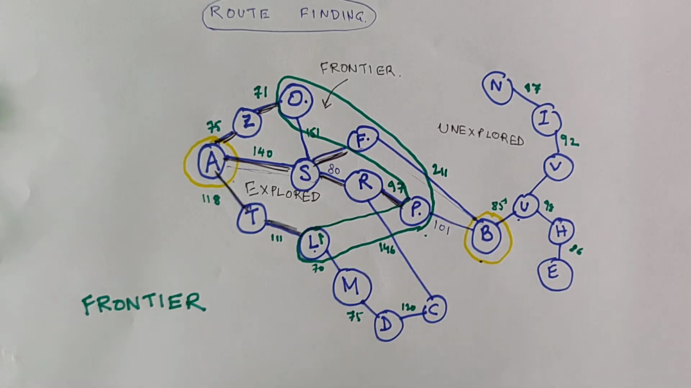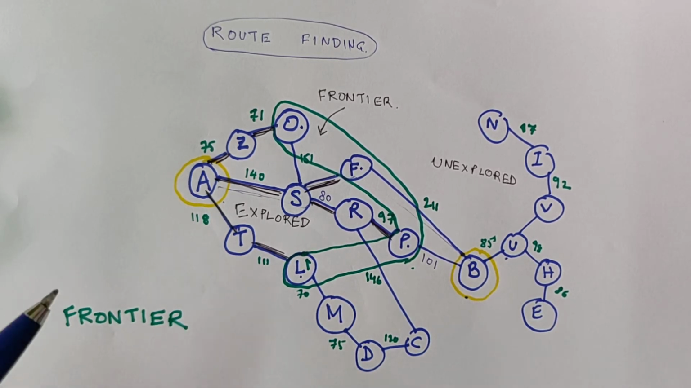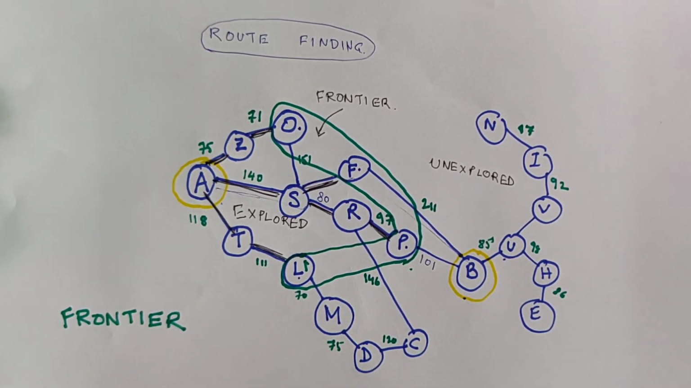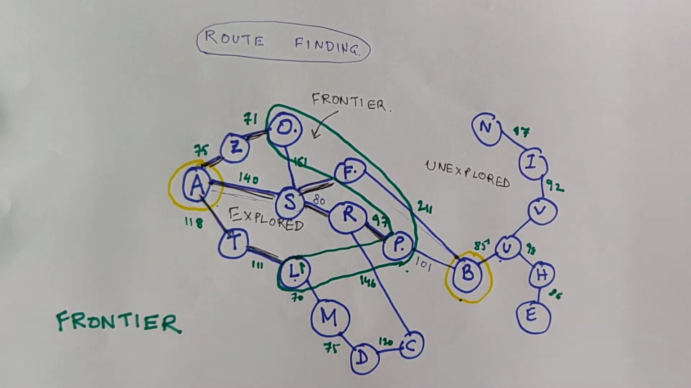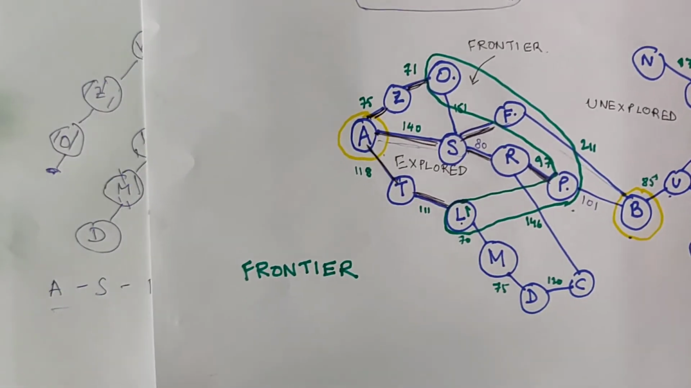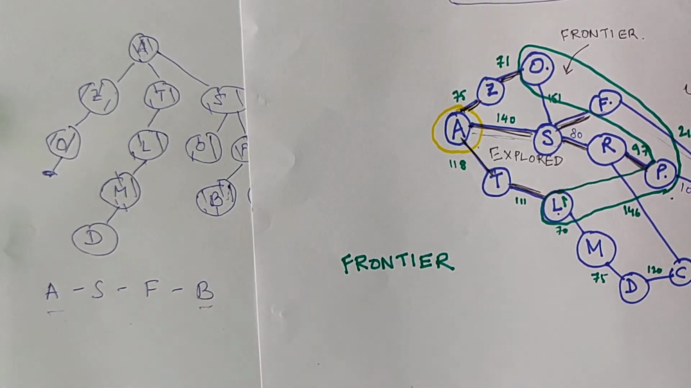For example, in our given problem, the costs incurred for each step are written in numbers on the edges. From A to Z it is 75, from Z to O it is 71, and so on. The path cost will be a summation of these step costs for a sequence of steps. So, assuming that our breadth first search gave us the solution ASFB, what is the path cost for this path?